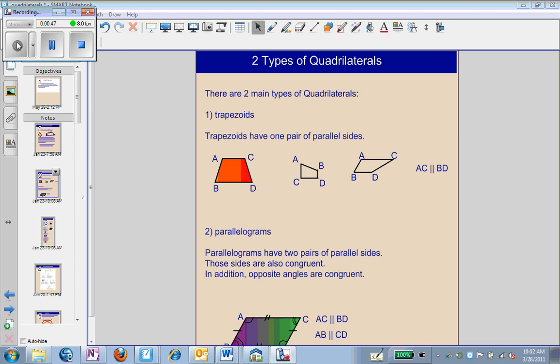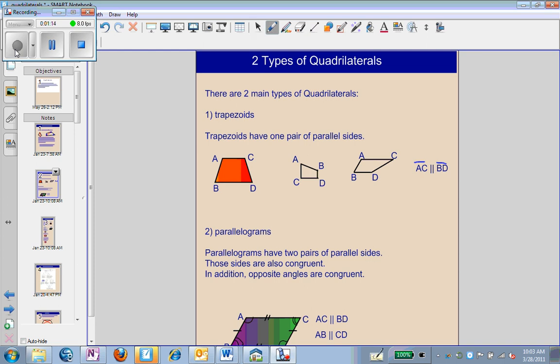Trapezoids and parallelograms are the two main types because with trapezoids you have one pair of parallel sides, and we can see that in all three of these examples. You'll also see the notation for parallel. This notation is telling you that side AC is parallel to side BD. So it's important that you recognize this notation. So when we have two vertical lines, that represents parallel.